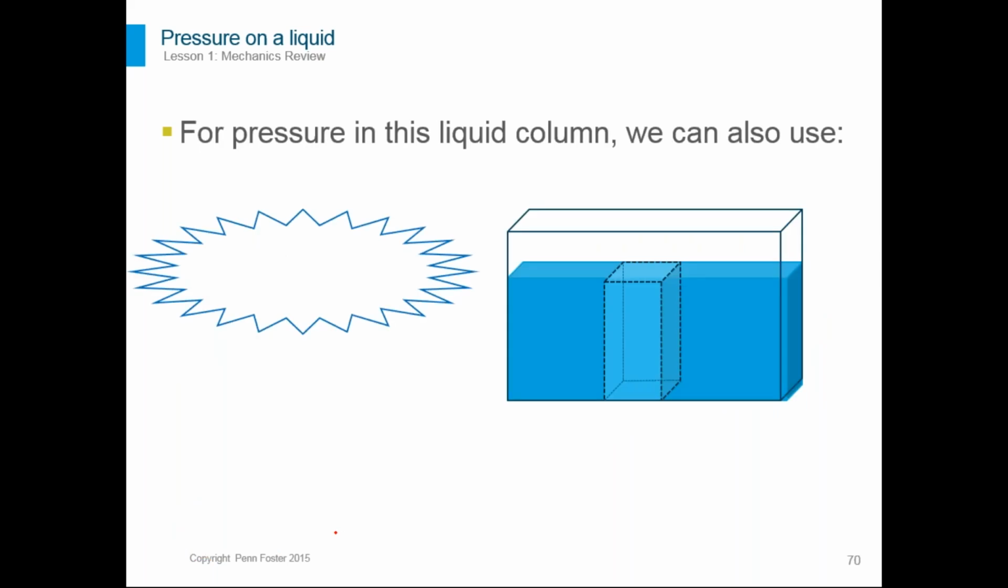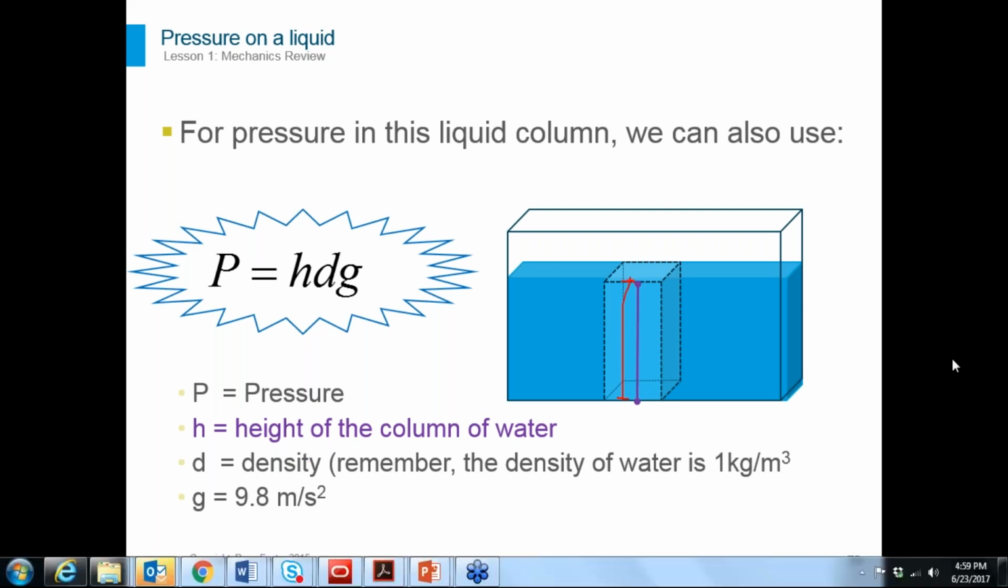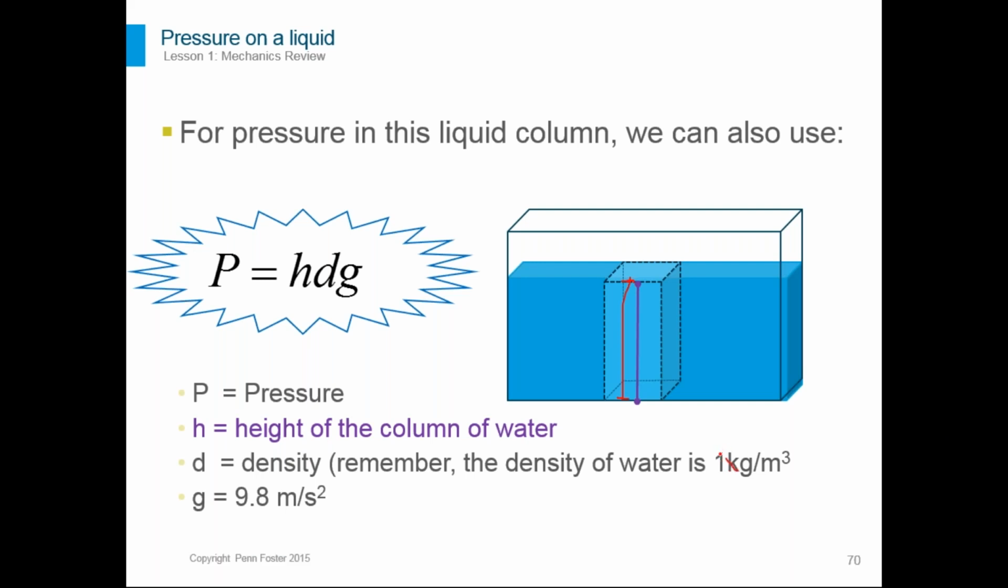Now, another formula for finding pressure in a liquid column, we could also use pressure is height times density times G. So height is just going to be the height of the water column again from the bottom up to the surface. Density, remember the density of water is 1,000 kilograms per meter cubed, and that is wrong. That says 1. That should say 1,000. I'm so sorry about that.